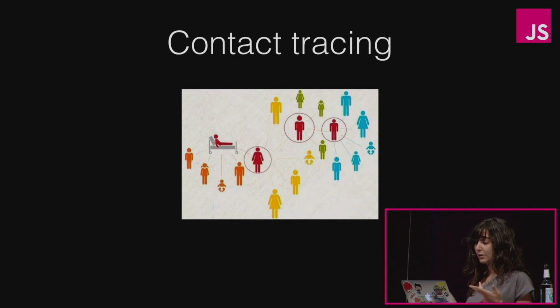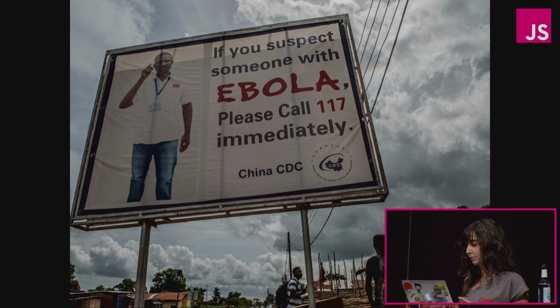So there are two important parts here for stopping the sickness from spreading. One is contact tracing. The other one is to find infected people as soon as possible so you can help them, and also so you prevent them from infecting other people. This was not so easy in the Ebola countries in West Africa, like Liberia, Guinea, and Sierra Leone. There were really, at some point, too many people infected. So it was difficult to find them on time.